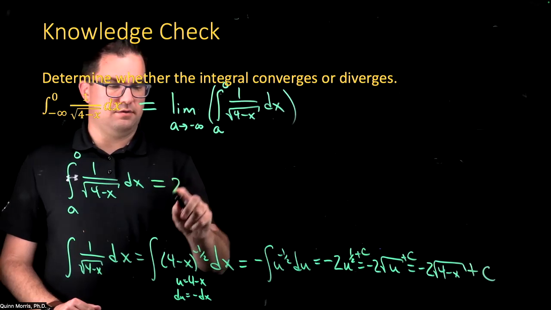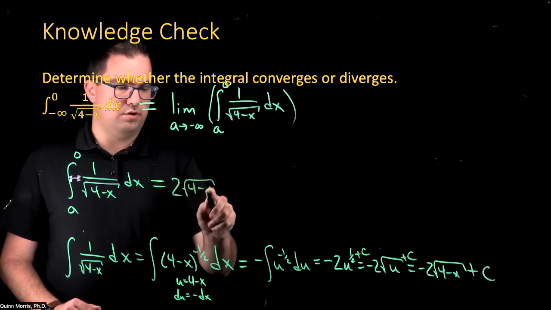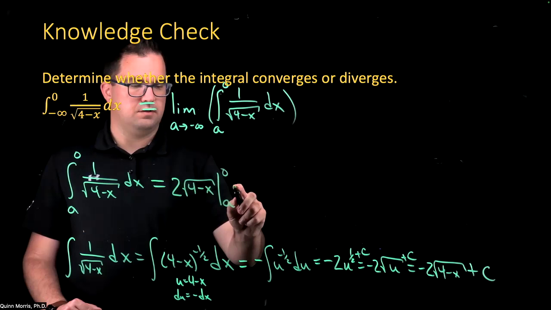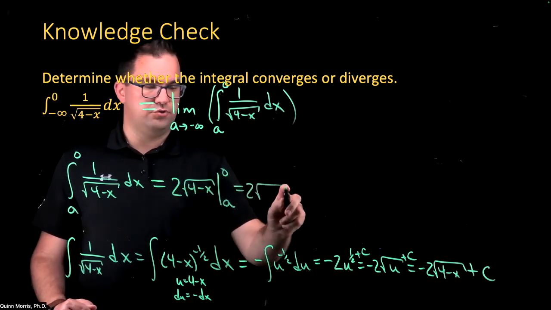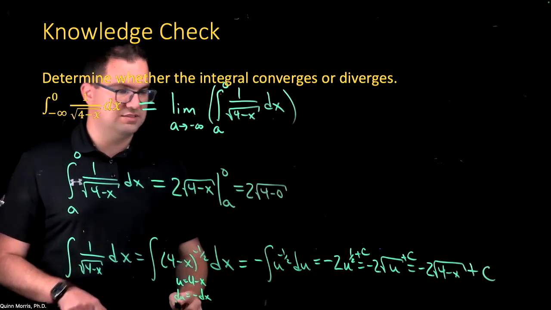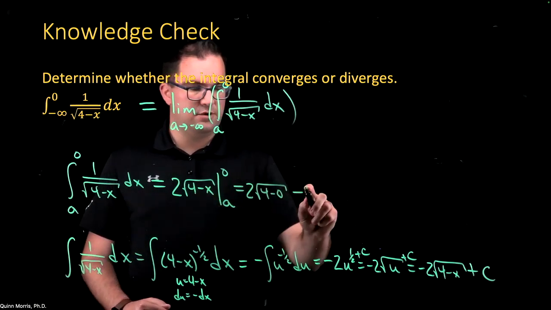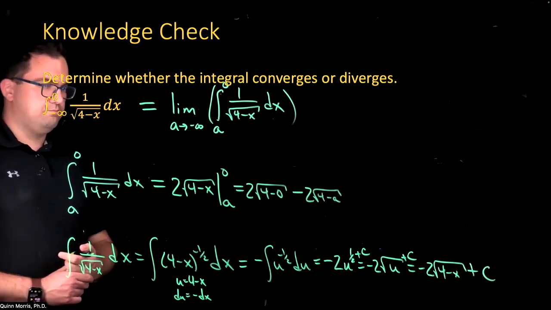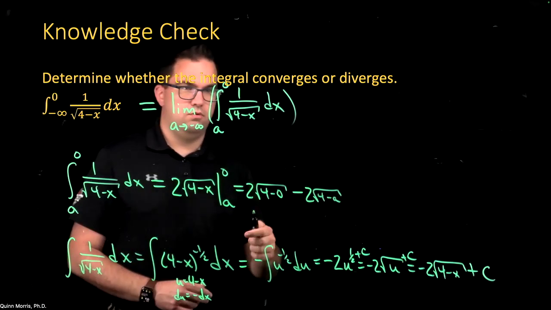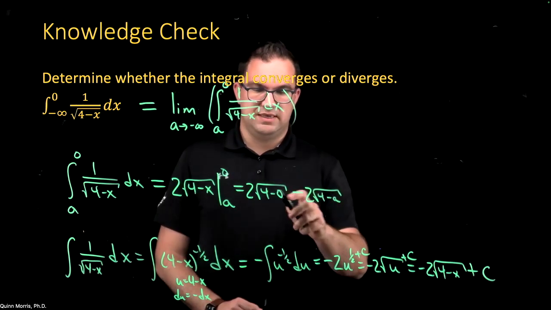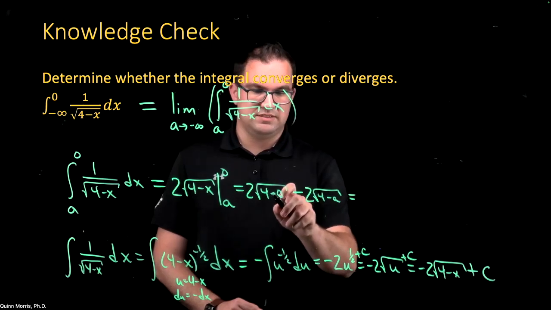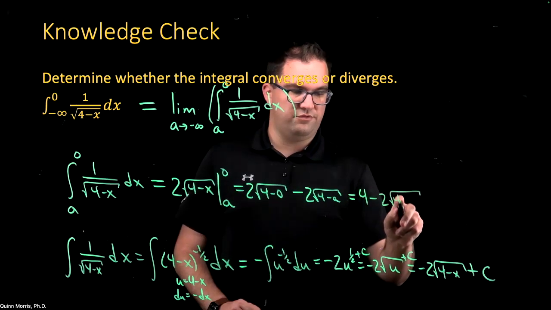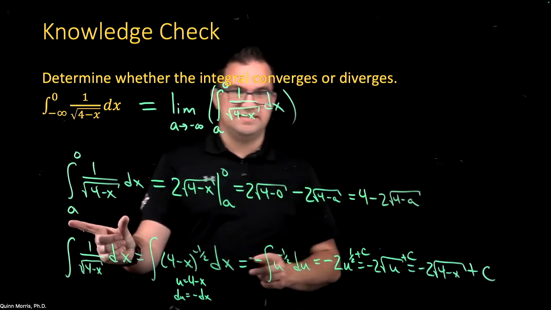So this integral should be the antiderivative 2 times square root of 4 minus x, evaluated at 0 and a, and take a difference. So if I evaluate at 0, I get 2 times the square root of 4 minus 0. Minus, if I evaluate at a, I get 2 square root of 4 minus a. And so what happens here is that 4 minus 0 is just 4. Square root of that is 2. 2 times 2 is 4. So I get 4 minus 2 square root of 4 minus a as the value of this definite integral.